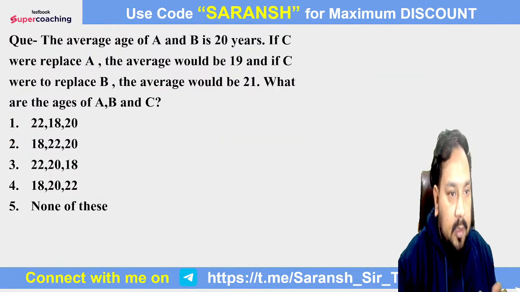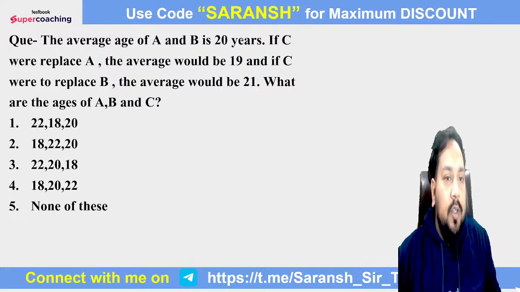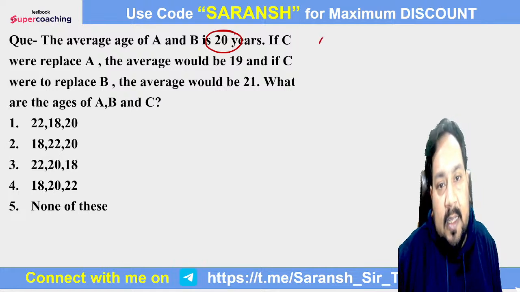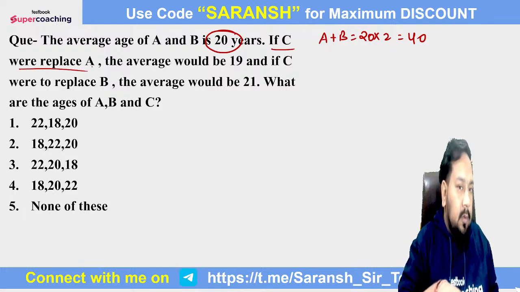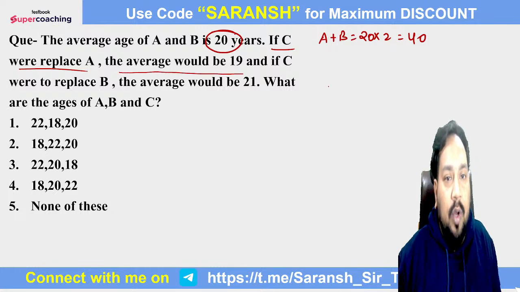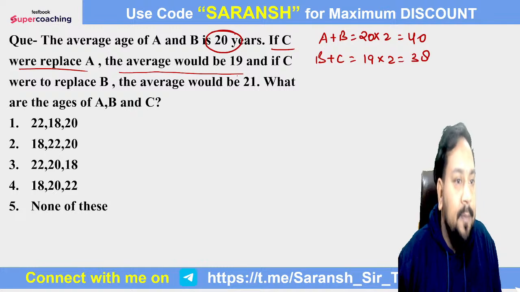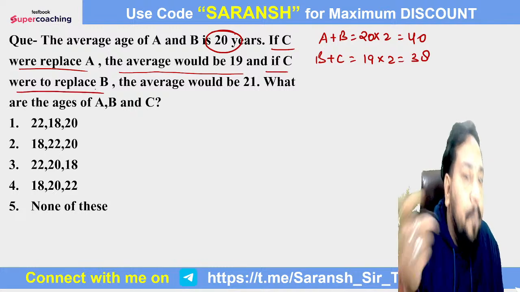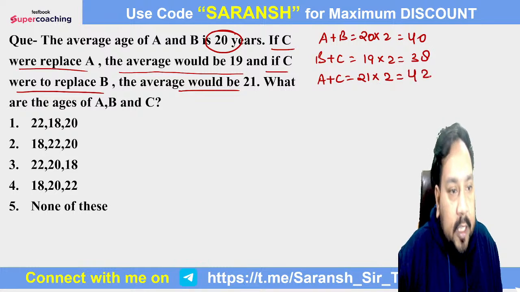Now see, the average age of A and B is 20 years. I can calculate the sum, A plus B equals 20 into 2, that is 40. If C replaces A, the average would be 19. It means B plus C equals 19 into 2, that is 38. And if C were to replace B, the average would be 21. It means A plus C will be 21 into 2, that is 42.